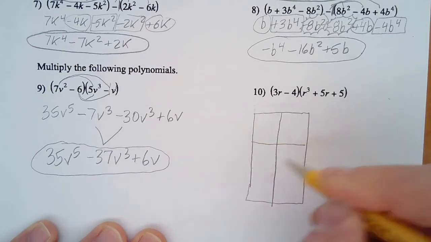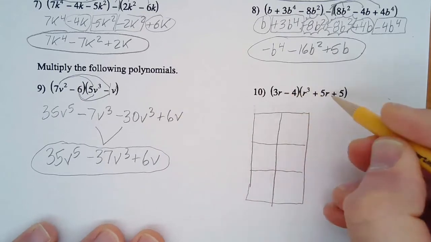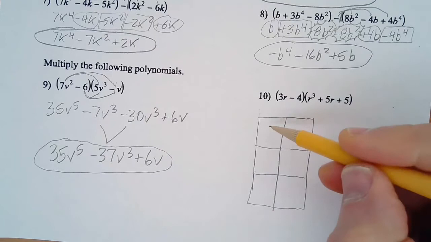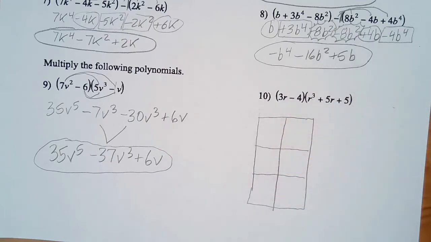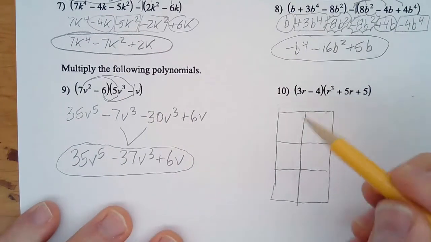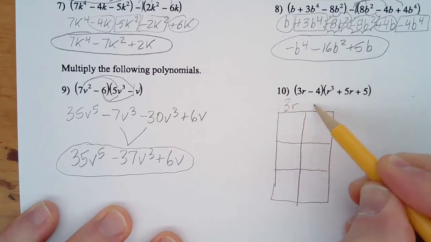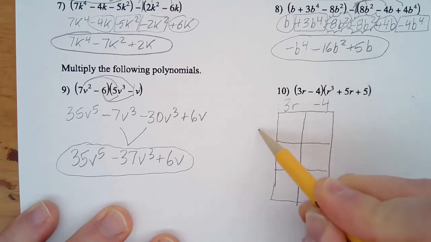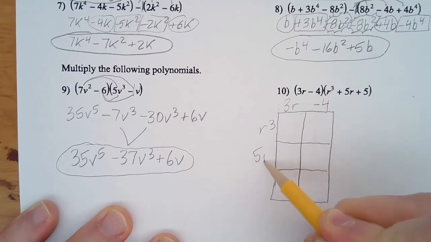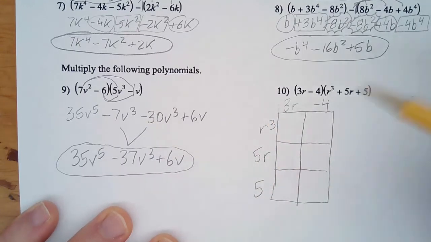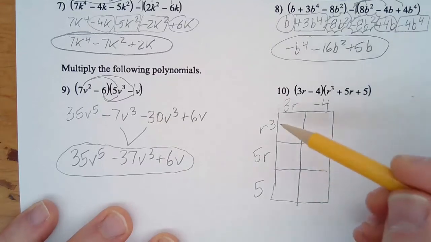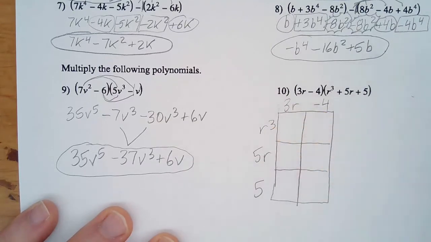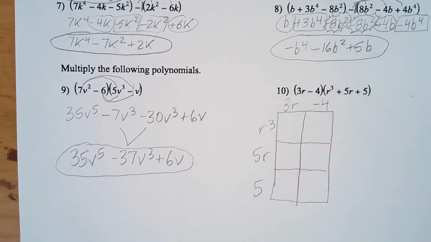So I have 2 terms times 3 terms. So I made my box here 2 by 3. The dimensions are 2 by 3. So what you can do is put your 2-term polynomial here, just split up the terms, and then r cubed, 5r, 5. And now it's just like a little multiplication chart that you fill out. You multiply r cubed by 3r, and you put that in here. So let's do that. It doesn't really matter what order you go in.